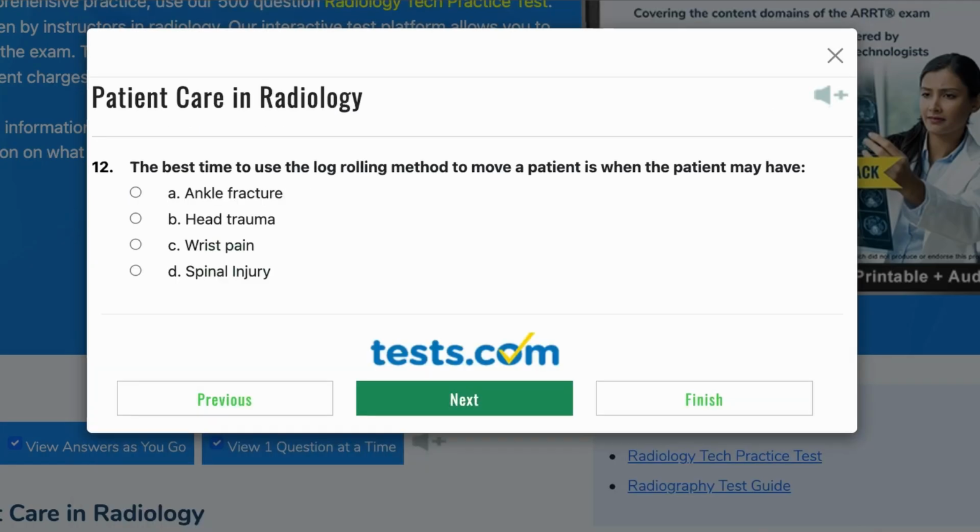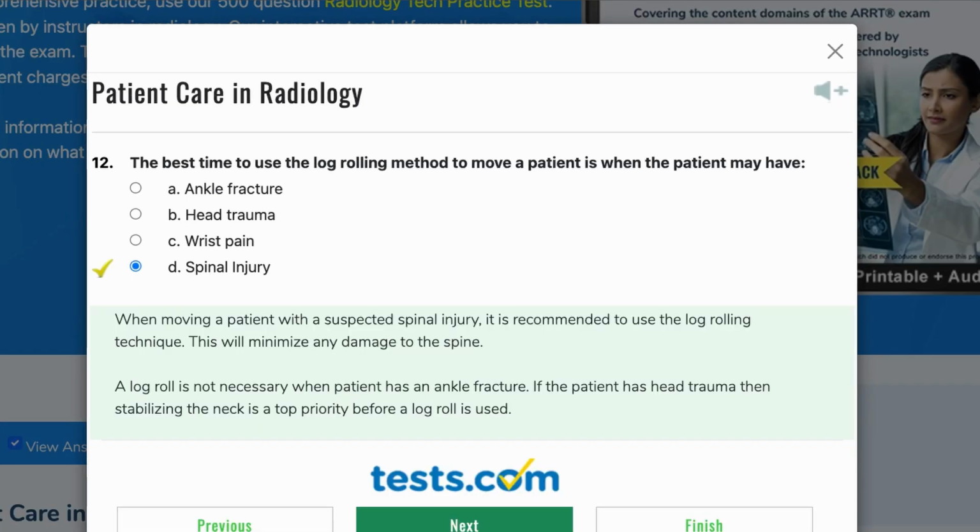Question 12. The best time to use the log rolling method to move a patient is when the patient may have A. Ankle fracture, B. Head trauma, C. Wrist pain, D. Spinal injury. D. Spinal injury.